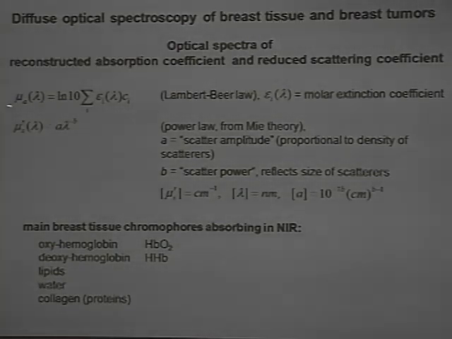And the spectral dependence of the transport scattering coefficient is just modeled as an inverse power law. The scattering drops with increasing wavelengths. P is the so-called scattering power. It tells you something about the size distribution of the scatterers, maybe the cellular components or the cells. And A, the scatter amplitude, tells you about the scatter intensity.